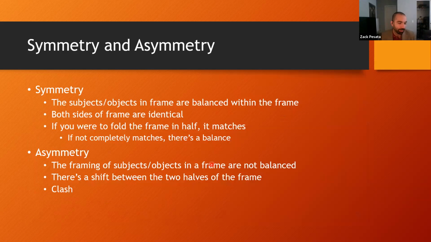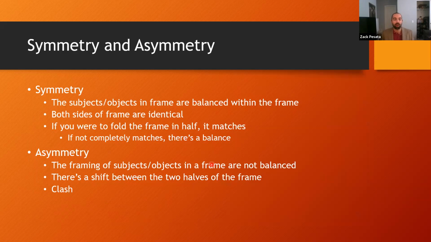All right, so now let's talk about symmetry and asymmetry. Symmetry is when the subjects, objects, and frame are balanced within the frame. Both sides of the frame are identical if you draw an imaginary line in between. Asymmetry is when the framing of subjects and objects in frame are not balanced. There's a shift between the two halves of the frame.